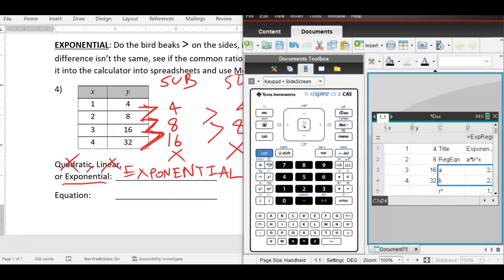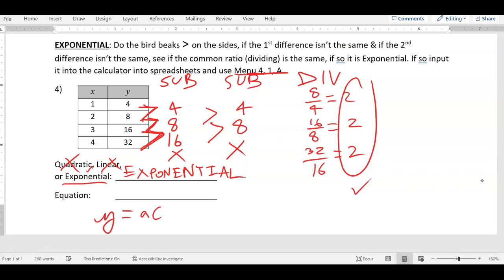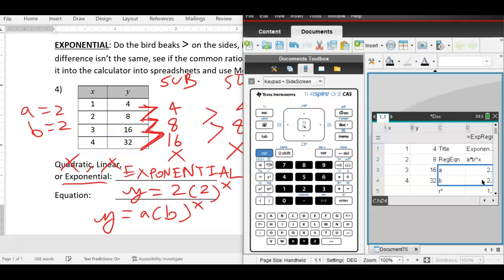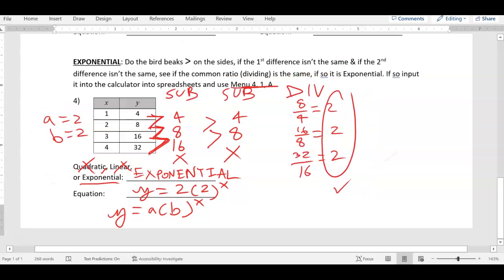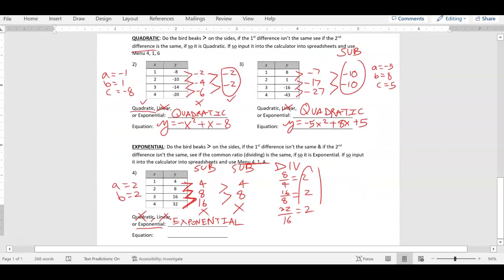Now remember, exponential gives you a and a b, and you write it as a times b to the x. Y'all remember that from unit 2? So it told me a is 2 and b is 2, so I'm going to write it as 2 times 2 to the power of x. A is 2, b is 2. That's how you write for exponential, okay?